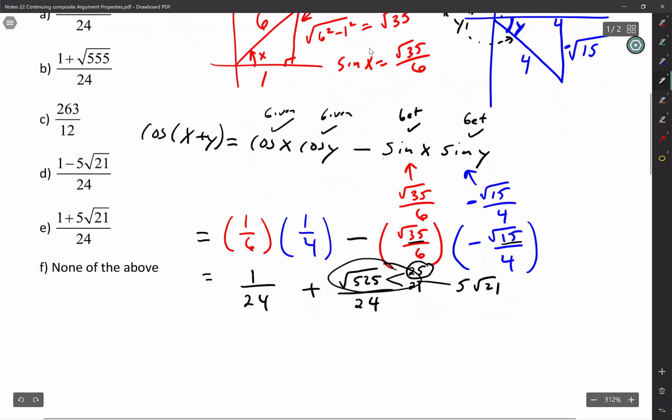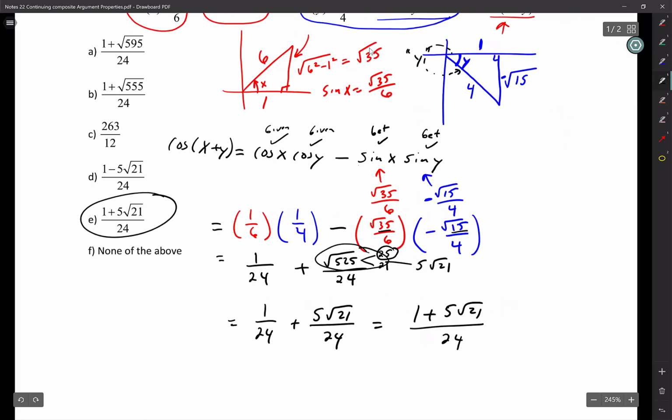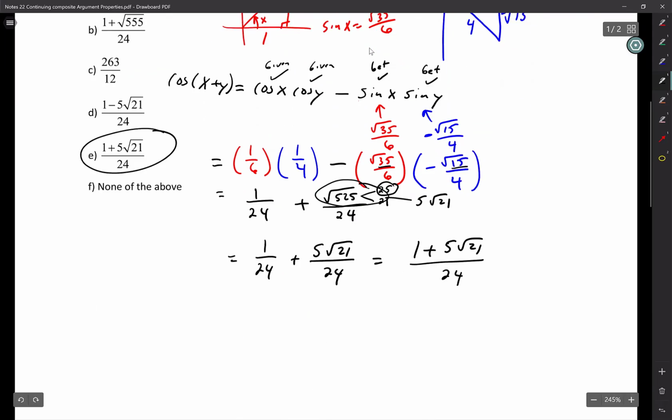So rewriting everything, this is 1 over 24 plus 5 square root of 21 over 24. So the denominators are the same, so you can just write 1 plus 5 square root of 21 over 24. And there it is right there. What did you guys think? Was that super hard? Nah, it wasn't that bad. Life is harder than this. This is just logic. So hopefully you guys are having a fun time here.